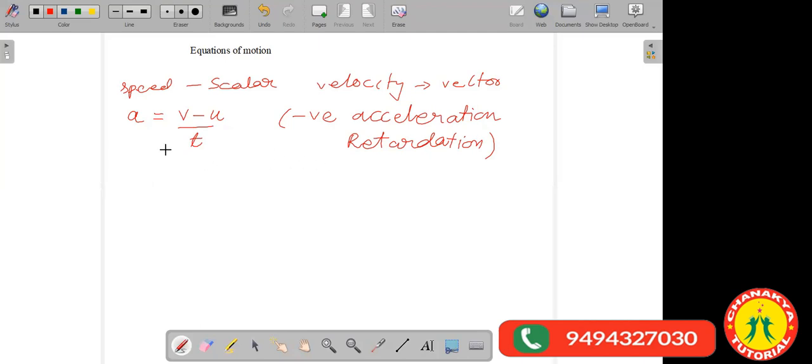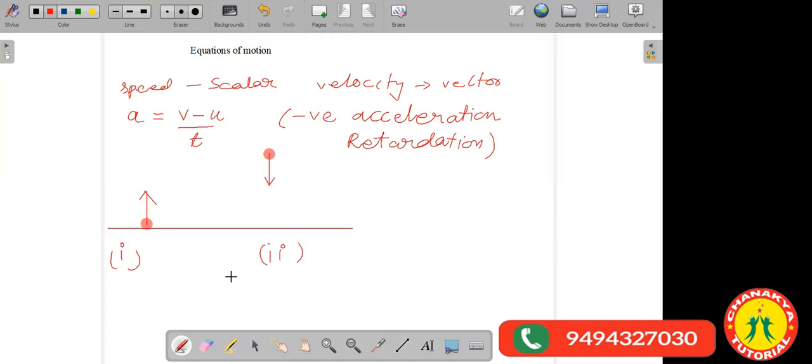Okay. Now, for the first equation of motion, we have to correlate. Just one more example here. Consider two cases. In one case, you are throwing a ball upward, and in the other you are dropping a ball downward. So, in which case will you have positive acceleration, and in which case will you have negative acceleration?